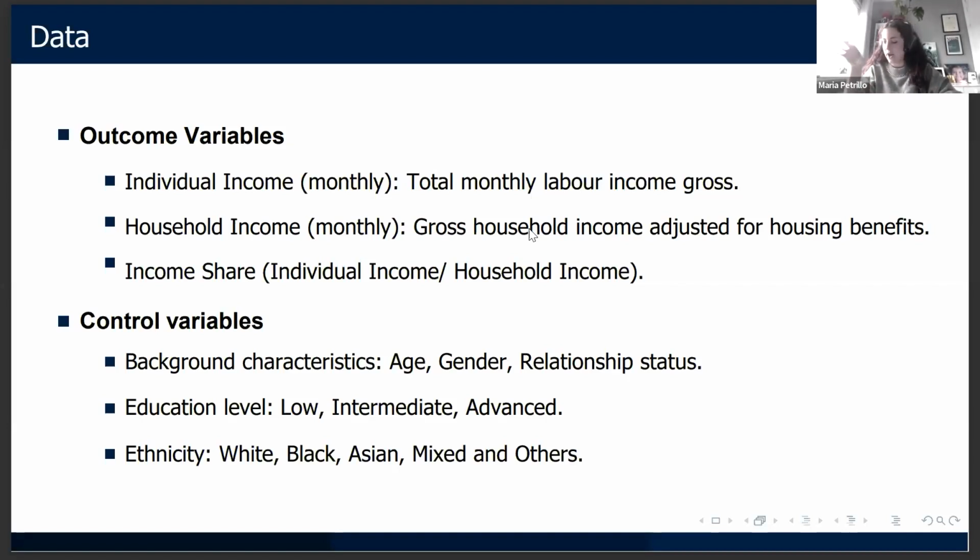But in the background characteristics, we do account for employment. We do account, for example, for household size. There is gender, relationship status, sex. I think this is the complete list. Of course, education level and ethnicity.